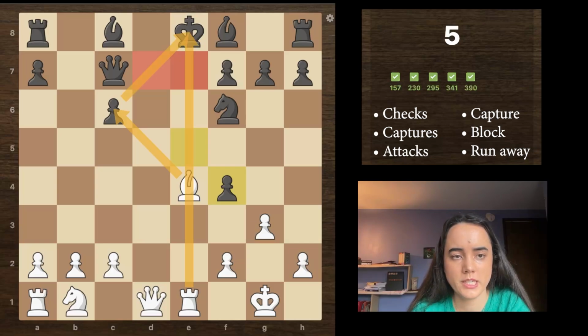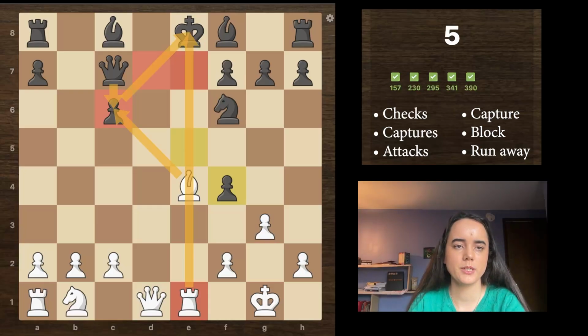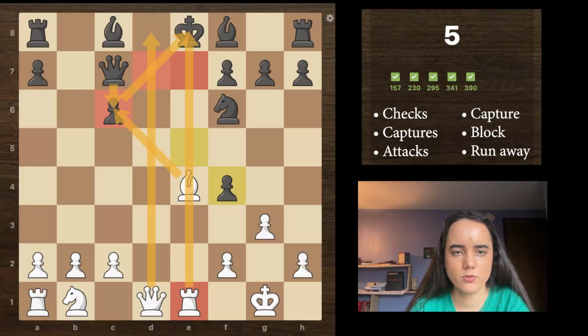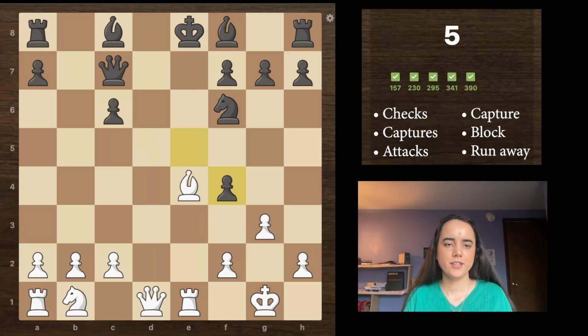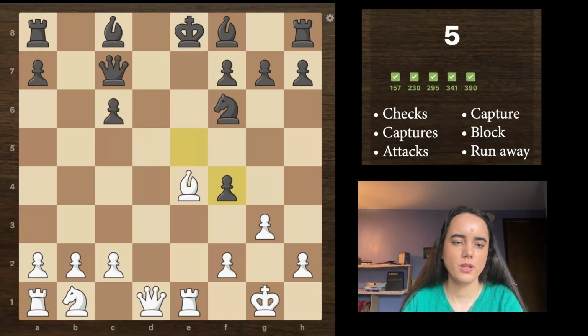He can't take both of these. He could take the bishop, but he's still in check with the rook. And so he can't run away either because the queen is cutting it off, the rook is cutting it off. So that looks like the correct answer. So let's do it.